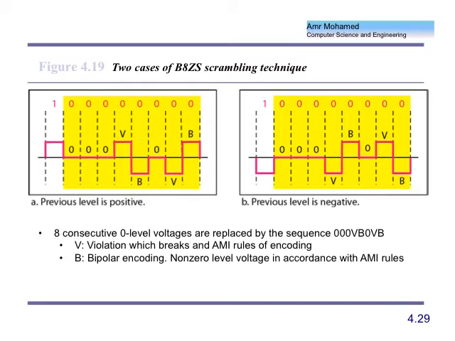So what the scrambling technique does is that it says, okay, if I have consecutive zeros, particularly 8 zeros, I'm going to interpret all these 8 consecutive zeros as follows. I'm going to substitute 8 zeros with 0, 0, 0, 3 zeros, so these are constant, okay? And then violation. V here stands for violation. I'm going to violate the normal sequence of AMI.